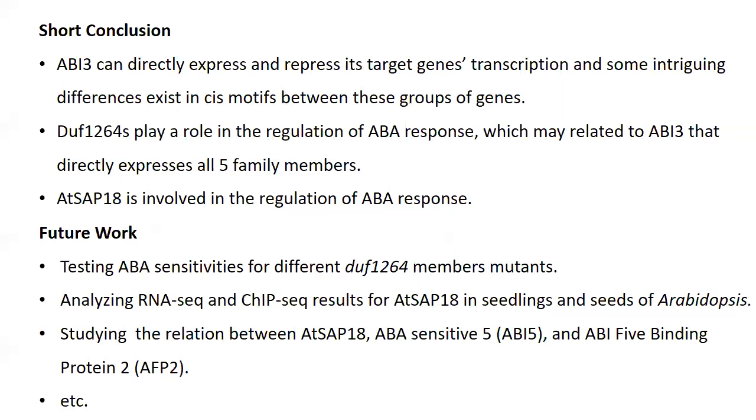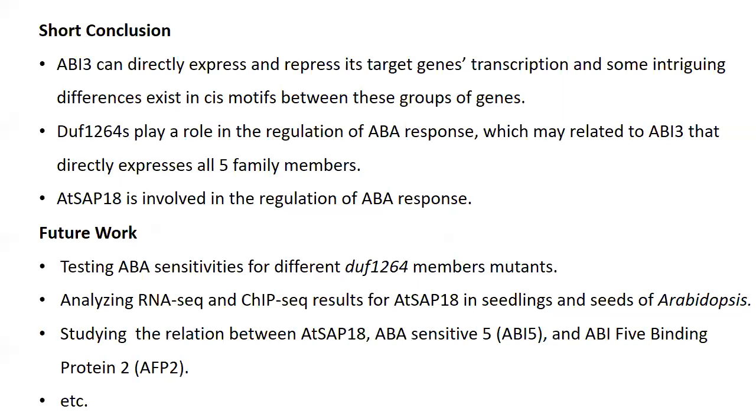Actually, there are many other things we can do in the future. As I mentioned, the DAF pentap mutant shows more sensitivity to ABA. So I can test other mutants in this family, like quadruple mutants, triple mutants, even single mutants for different family members, to see what the ABA sensitivity is for those.